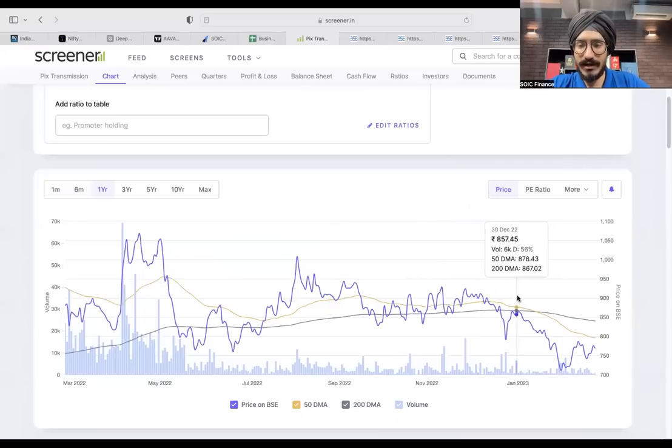So Pix हो गया हमारा, GFL रह गया, right. So when is a good time to enter? When the capex is announced or the capex is completed?